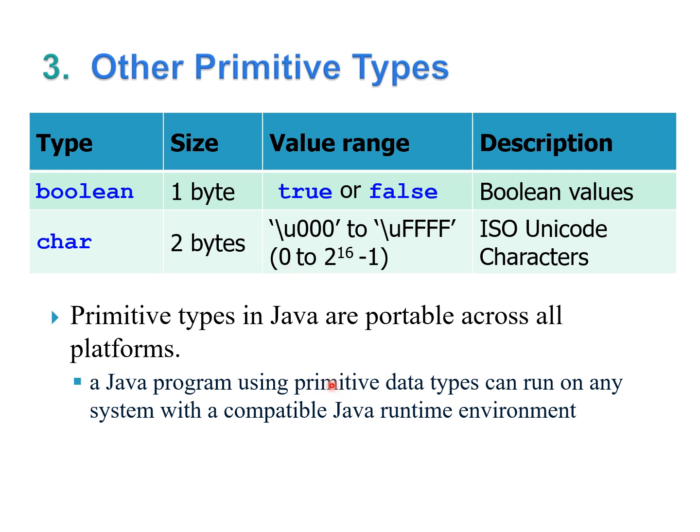Primitive types in Java are considered portable across all platforms that support Java, meaning that a Java program using primitive data types can run on any system with a compatible Java runtime environment without needing to modify or accommodate different operating systems or architectures.